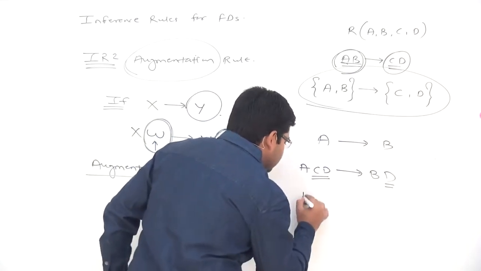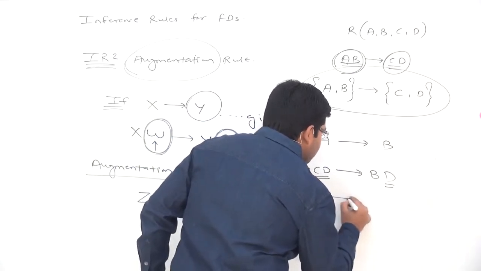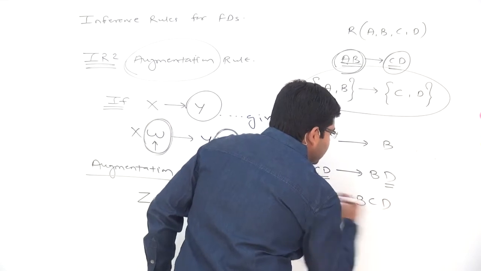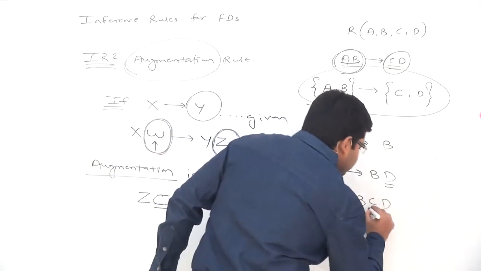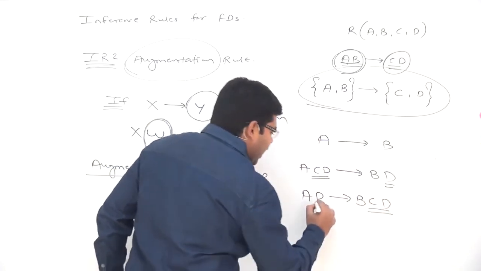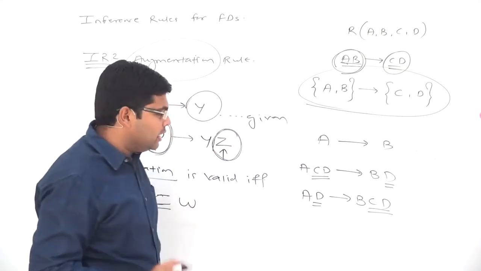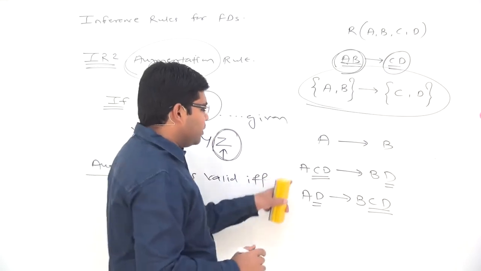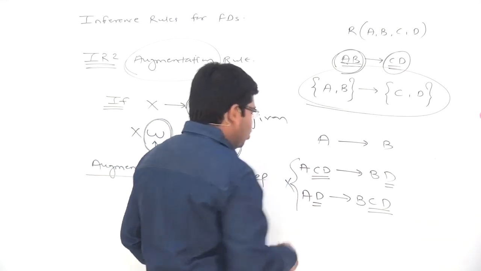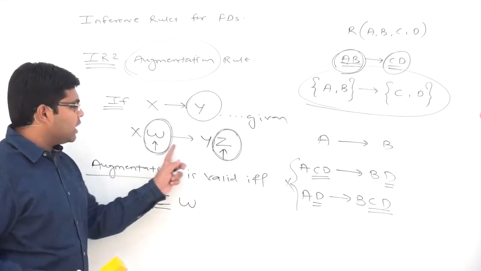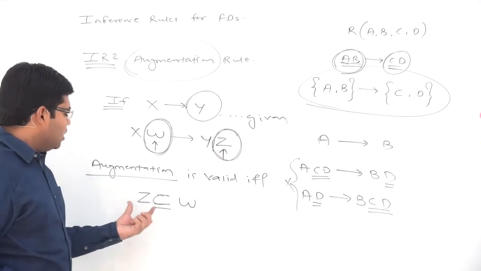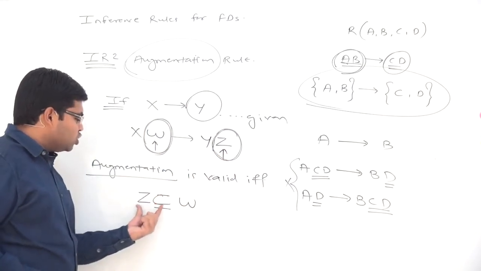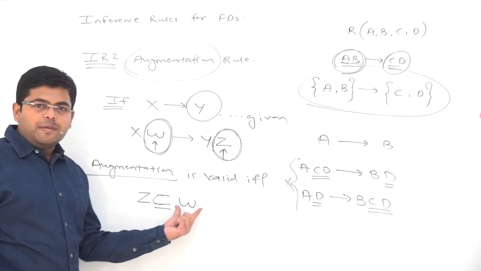Let us see the reverse case. A, D gives B, C, D. Here the right hand side has been augmented by CD and the left hand side has been augmented by D, and CD is not a subset of D. That is why this particular augmentation is invalid. So remember very well, augmentation can be done on both the sides. However, the right hand side augmentation should be a subset of the left hand side augmentation.